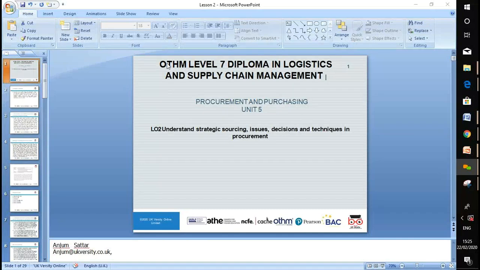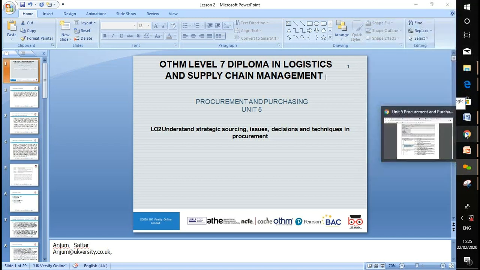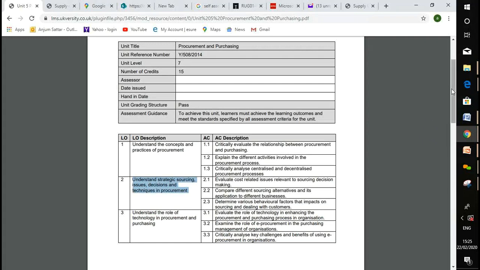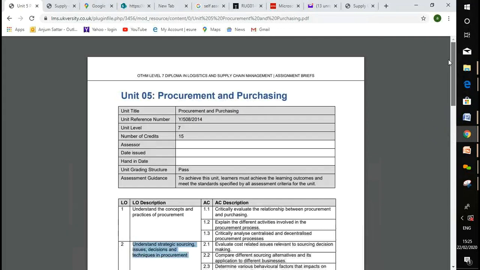Okay, welcome everyone. We'll start our second lesson, in which we'll go through our LO2. LO2 is all about understanding strategic sourcing issues, decisions and techniques in procurement. We'll go through why we need to outsource and what sort of issues we need to keep in mind, so that there is minimum impact on our overall objective, what we're supposed to achieve as an organization. Whenever we make a decision, it means selecting the best course of action from various alternatives. So we'll first recap what we learned during our last lesson.